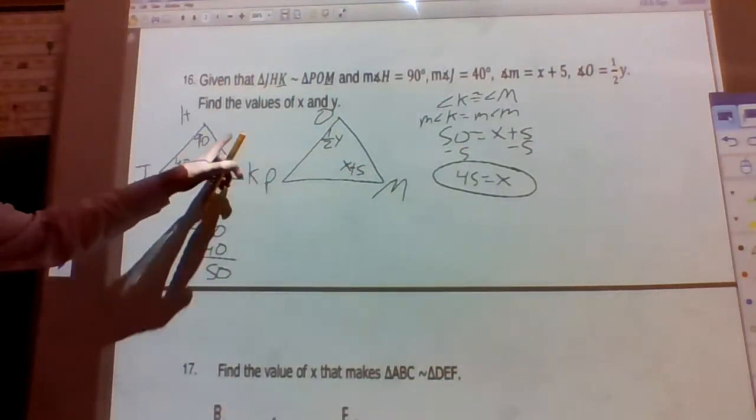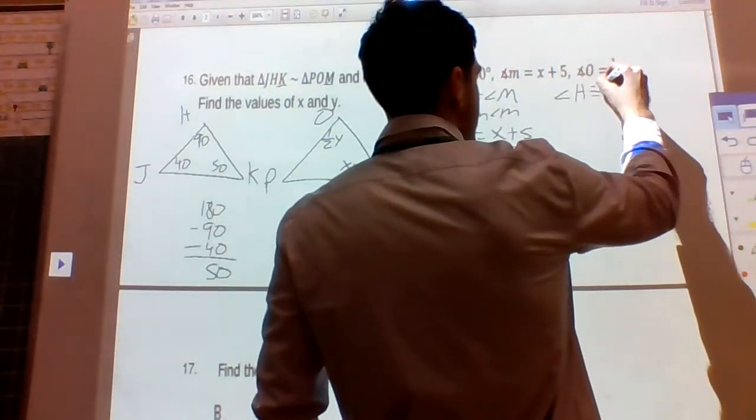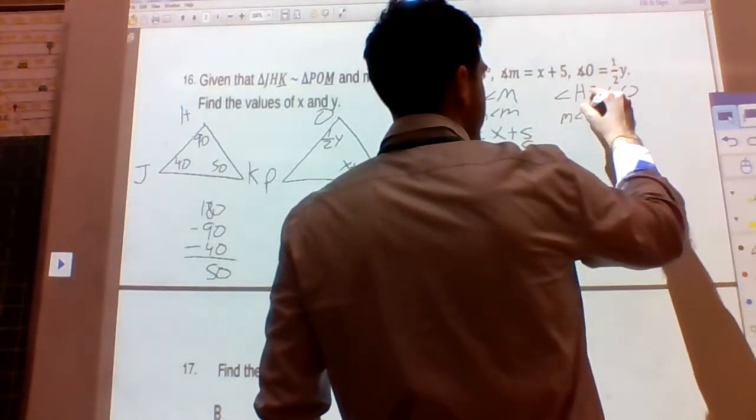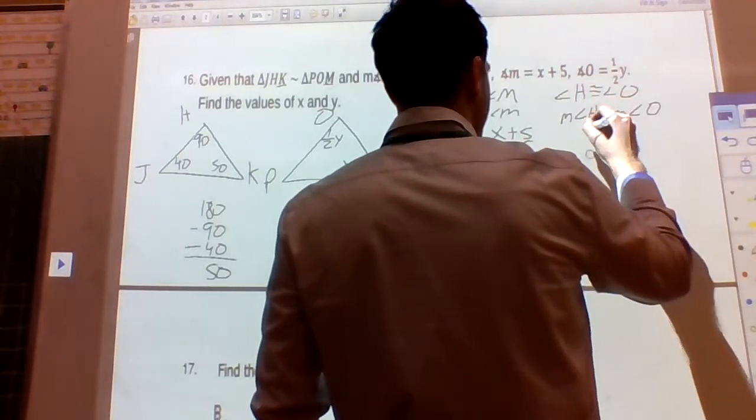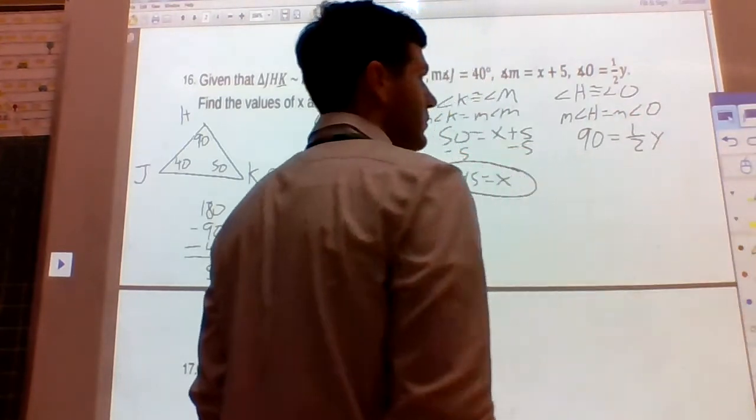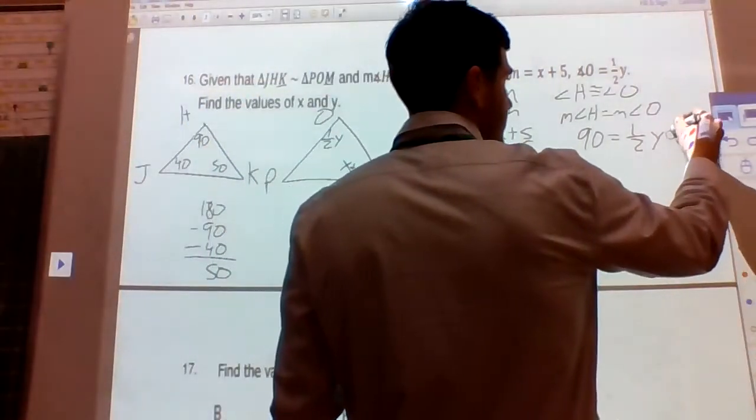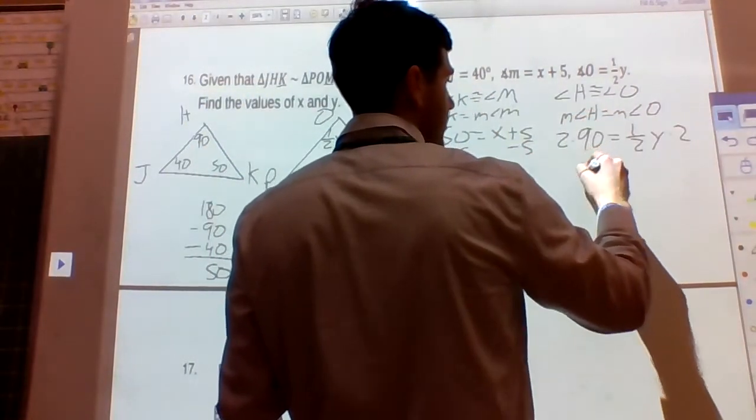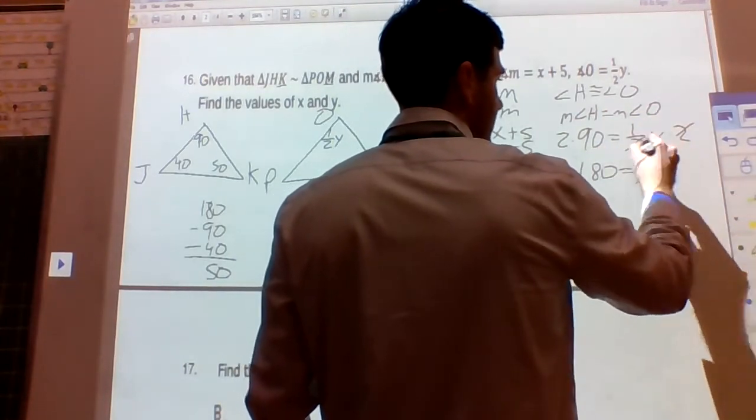We also know H and O are congruent, so angle H is congruent to angle O. So the measure of angle H is going to equal the measure of angle O. So we know that 90 is going to equal 1/2 y. How do we get rid of the 1/2? We're going to multiply both sides by 2. We get 180 equals y.